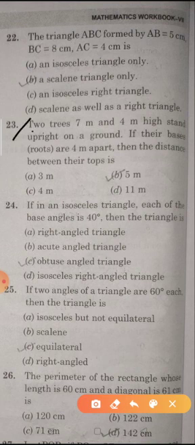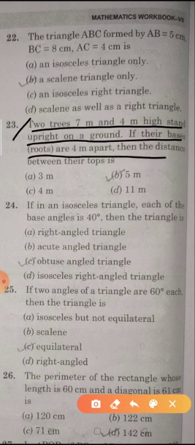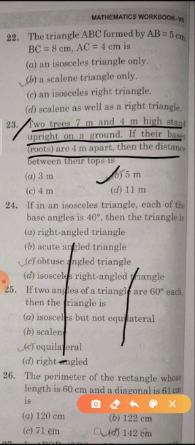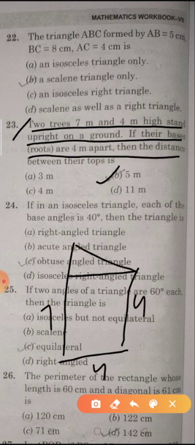23. Two trees 7 meter and 4 meter high stand upright on the ground. If their bases are 4 meter apart, then the distance between their tops is 5 meter. B option. These are two trees, so their bases are 4 meter apart. This is 7 meter, 4 meter. Then the length of this, if this is 4, then this is 3, 4.